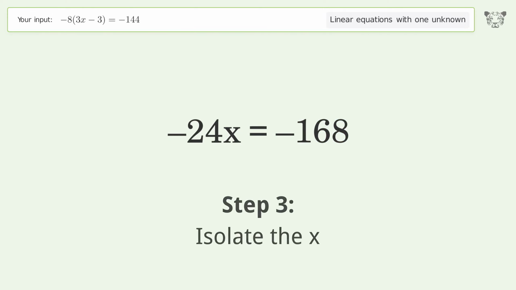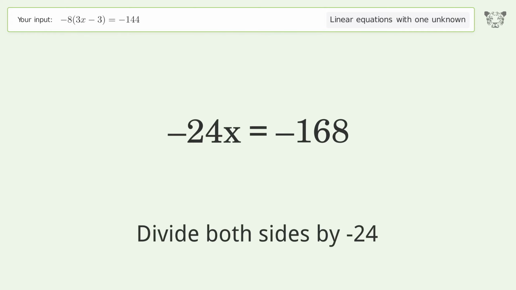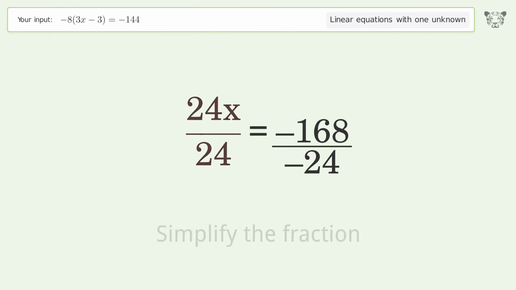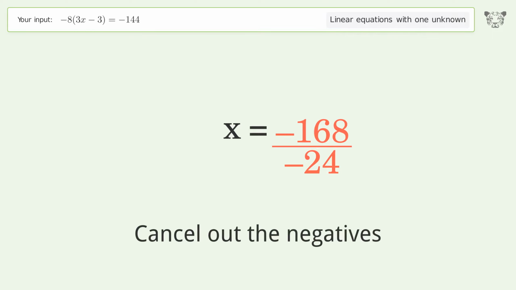Isolate the x. Divide both sides by -24. Cancel out the negatives. Simplify the fraction. Cancel out the negatives.